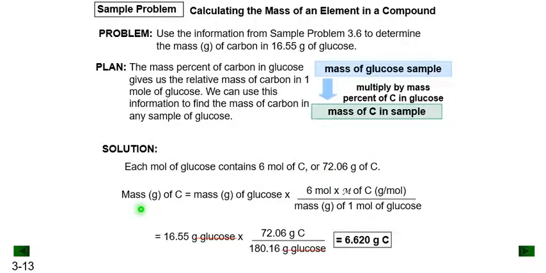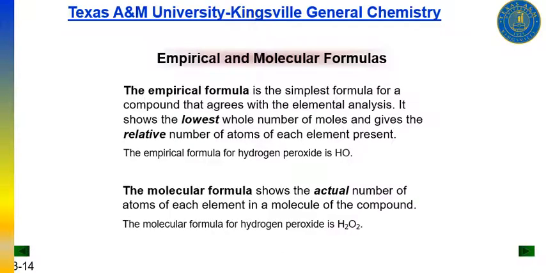You determine the mass percentage of carbon. You simply use 72.06 divided by the molar mass. Using this percentage, multiply by the total grams, 16.55 grams. So you can calculate the grams of carbon. This is the method we are going to use to determine the empirical formulas.